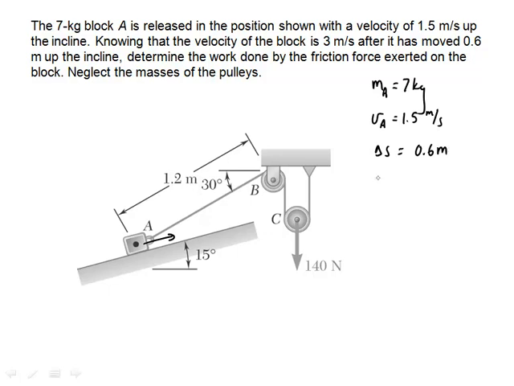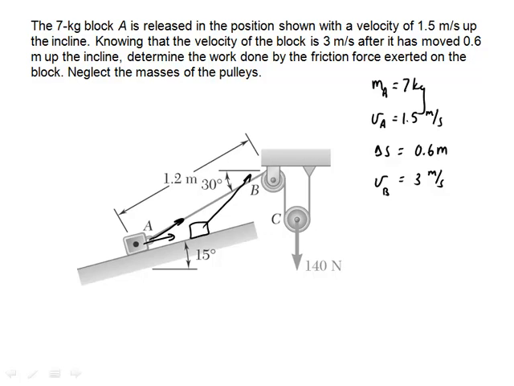We know that it has a velocity. I'll label it velocity of B, not that the pulley is moving, but I'll just call that the velocity at B, 3 meters per second. And we're interested in the work done by friction or by the frictional force exerted on the block. We neglect the masses of the pulleys. Now here's the deal. The tension is doing some work, but as we go up the incline and make it to this position here, the angle will have changed.